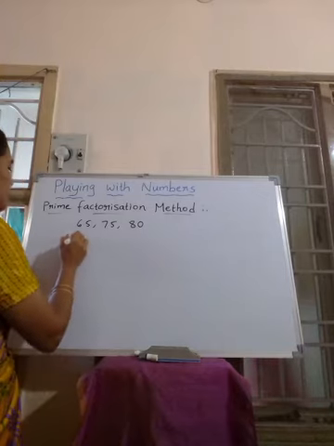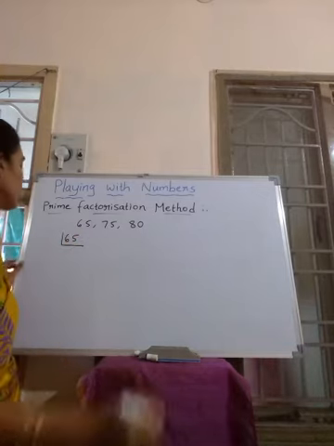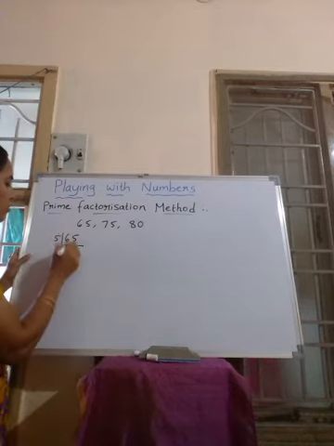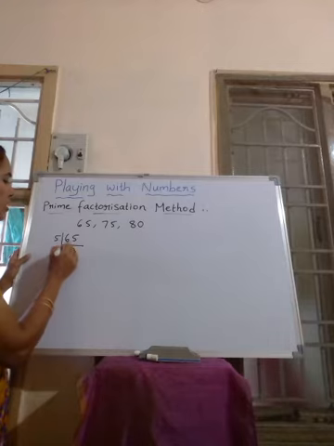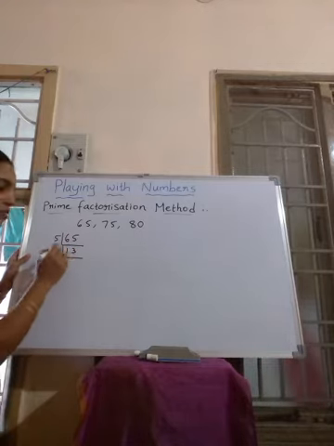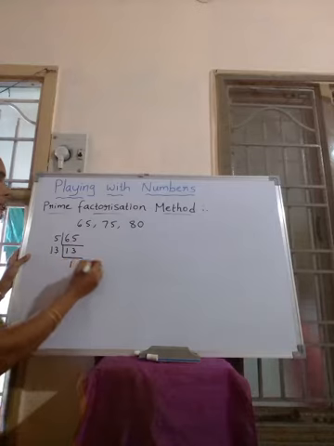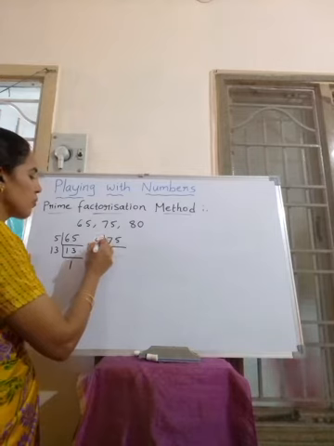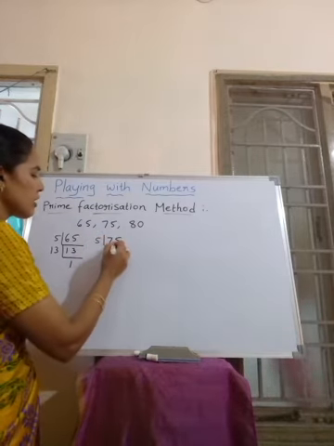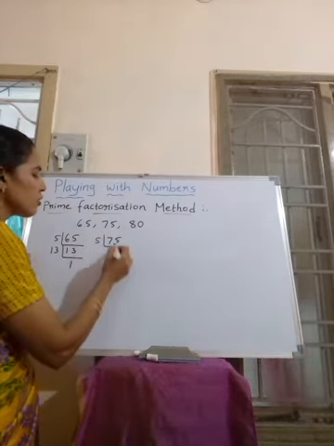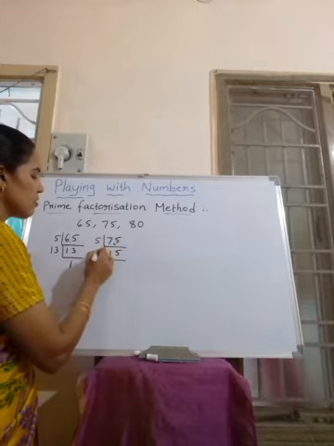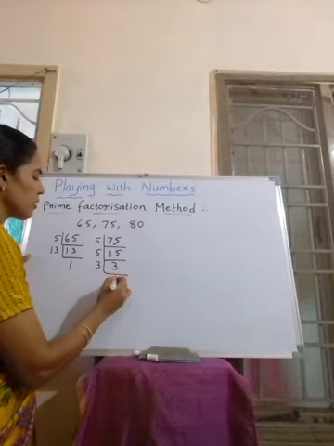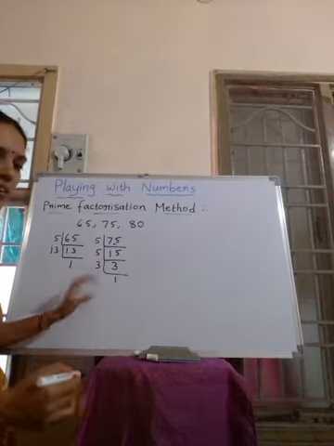Prime factorization for 65. Prime number 5 divides 65, giving 13. And we know 13 itself is a prime number, 1 time. Now 75. Again 75 is divisible by 5, giving 15. 15 is divisible by 5, giving 3, and 3 is the prime number 1 time. These are the prime factors of 75.